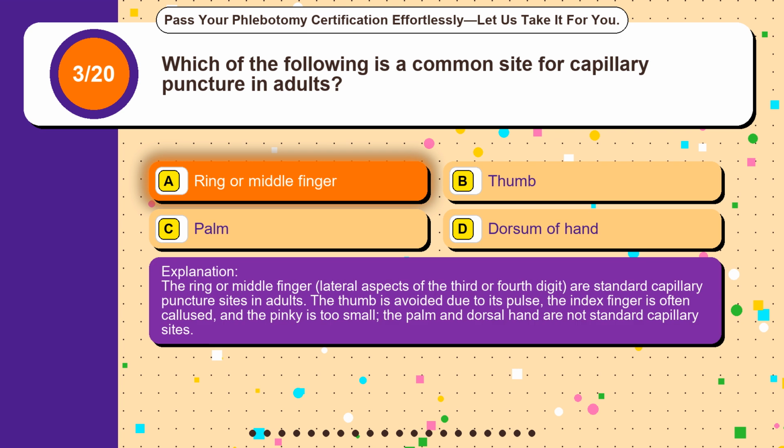The ring or middle finger, lateral aspects of the third or fourth digit, are standard capillary puncture sites in adults. The thumb is avoided due to its pulse, the index finger is often calloused, and the pinky is too small. The palm and dorsal hand are not standard capillary sites.